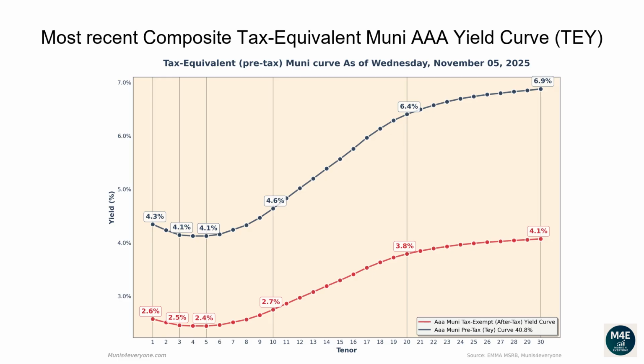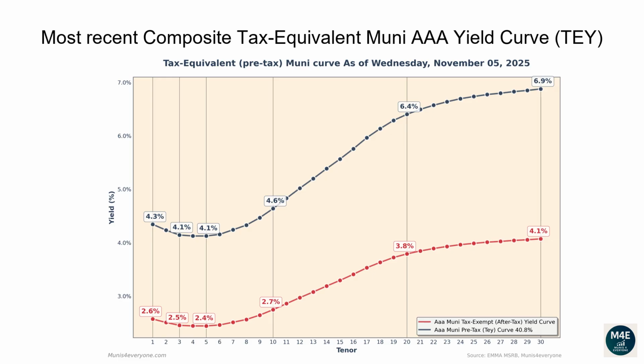Let's now go over the most recent composite tax-equivalent Muni AAA yield curve. The following graph shows, in red, the tax-exempt after-tax Muni yield curve, versus in blue its tax-equivalent pre-tax version, assuming a 40.8% top tax bracket as of November 5, 2025. Why would you care to see the tax-equivalent version of the Muni yield curve? More on this later. Let's first go over the pre-tax, aka tax-equivalent yield curve.